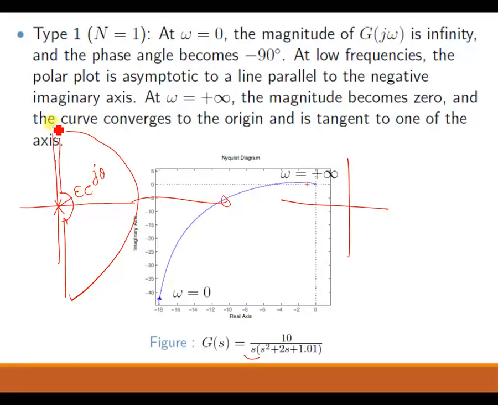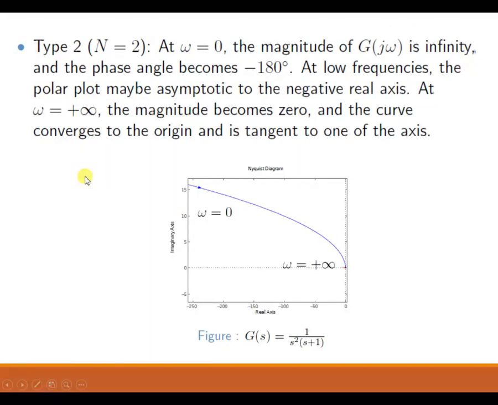Now region 2 is s equal to j omega, that we did for all. Region 3, the big circle, is R e^(j phi). Normally, all the time the magnitude will be 0 and the phase will be 0. Region number 4, s equal to minus j omega, and you can draw the Nyquist in the 4 regions.